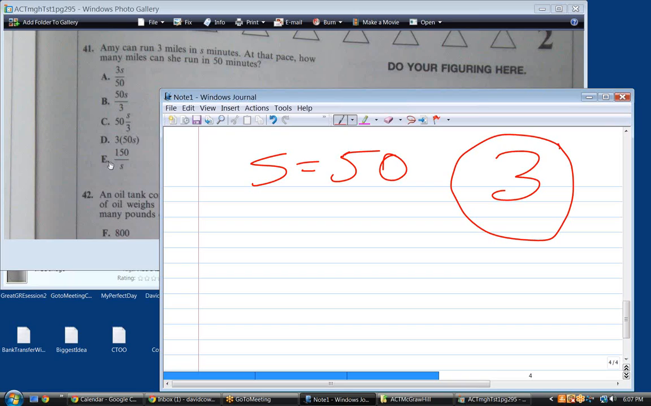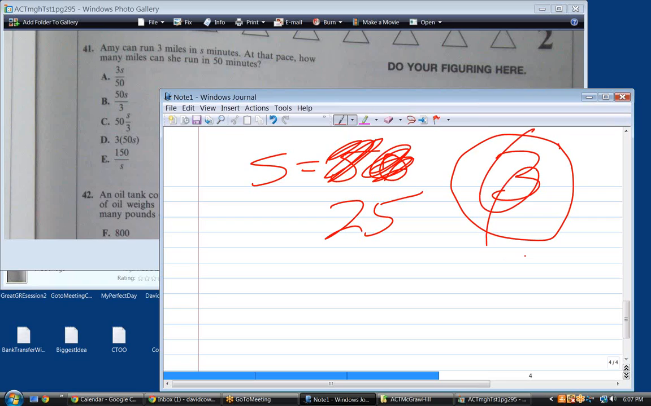When that happens and you're trying to distinguish between which one's correct, A or E, go back and pick another set of numbers. And that's all it would take. In other words, let's pick 25. She can run 3 miles in 25 minutes. We know she'll run 6 miles in 50 minutes. So now plug 25 into there, and whatever equals 6 is the right answer.